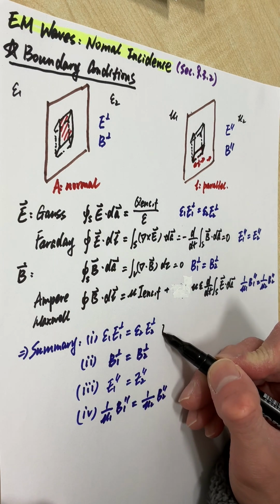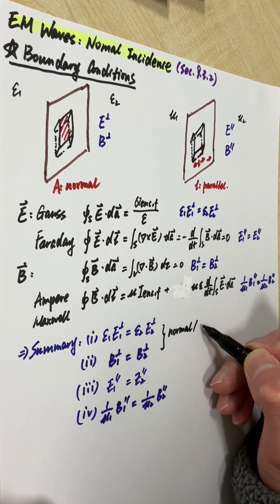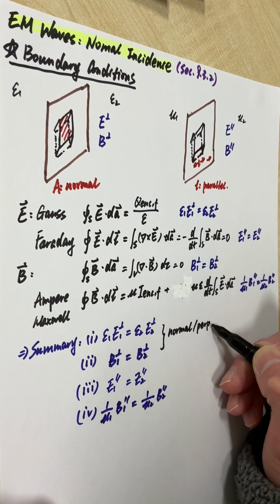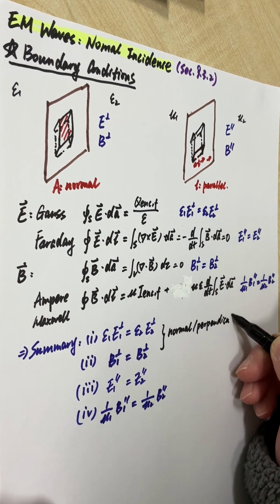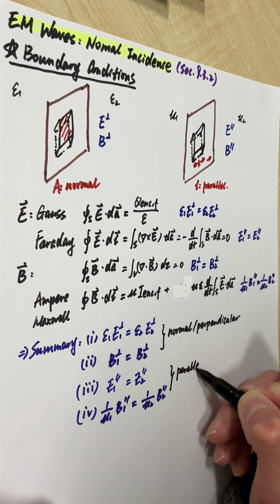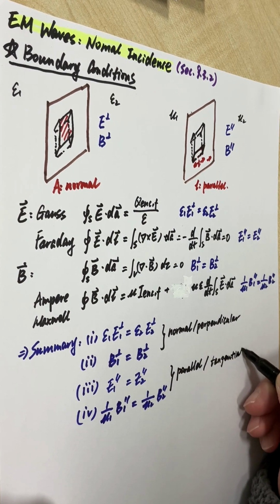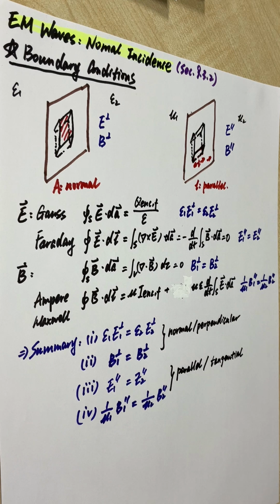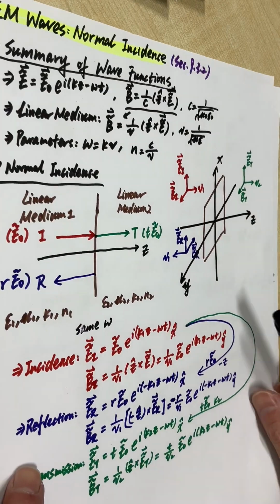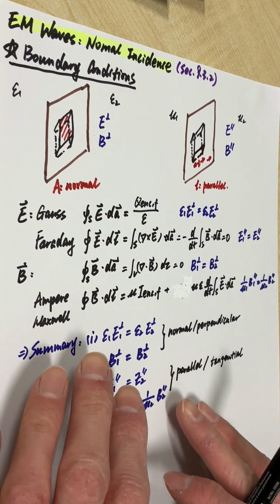So these two are about normal component, which is also called perpendicular component. And these two are parallel components, which are also called tangential components. Okay, so now we have all the boundary conditions. We need to put the fields on both sides into these boundary condition equations. Okay, now we are ready to calculate R and T.